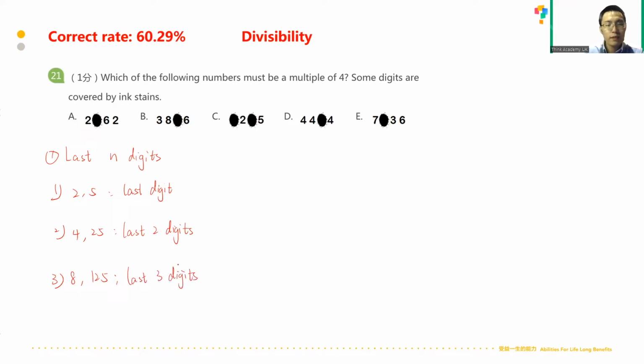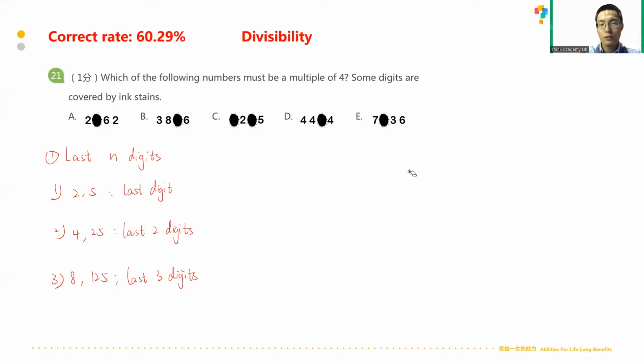So for example, with 2, we know as long as a number ends with 0, 2, 4, 8, and 0, sorry, there should be a 6 in the middle. So 0, 2, 4, 6, 8, it will be a multiple of 2. Yeah, so we are looking at the units digit, the last digit. And with 5, it's the same story. As long as a number ends with 0 or 5, it will be a multiple of 5.